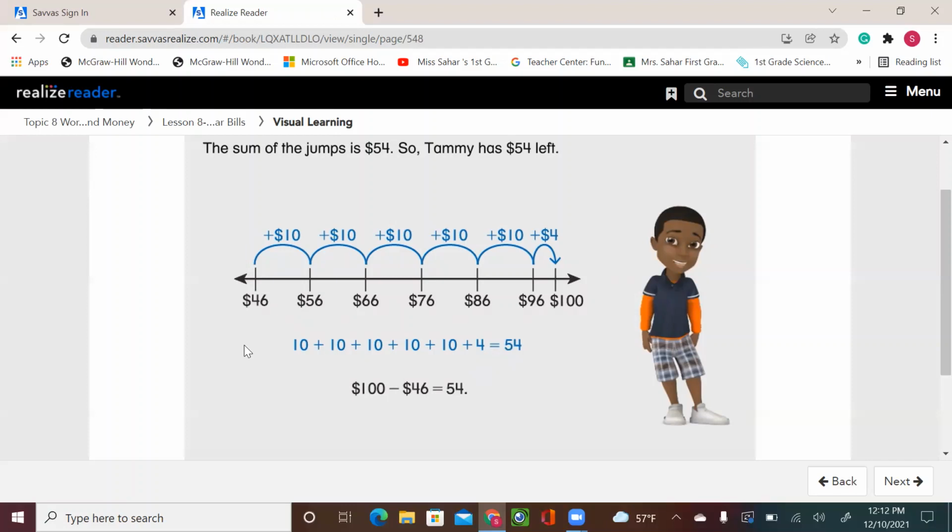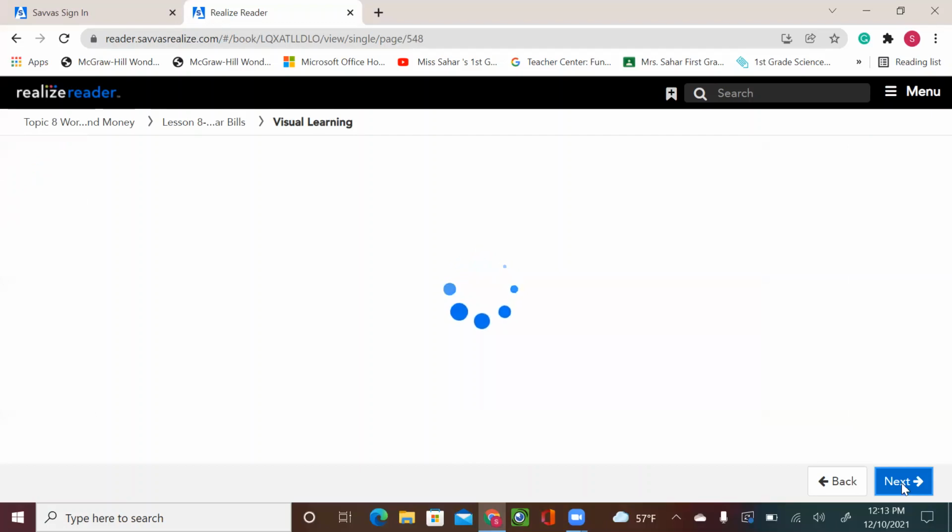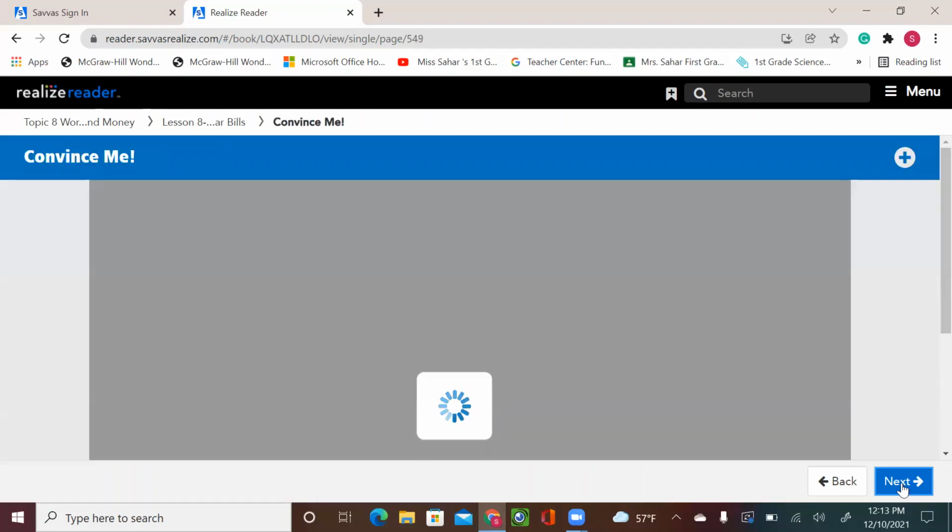So as you see, it's good to know the value of the money you have, and then you can use all the different strategies that we use when we add or when we subtract to find out how much you need to pay and how much you have left. So that's exactly what we have for this lesson. Okay, let's go and see our guided practice. Page 342.